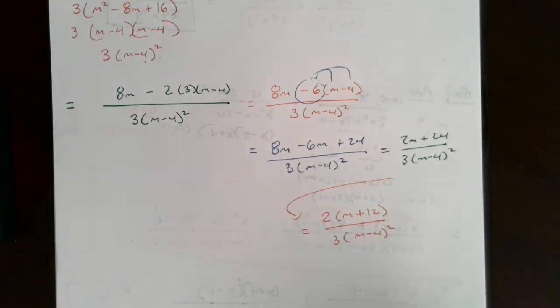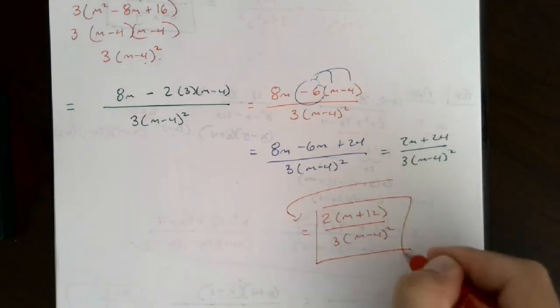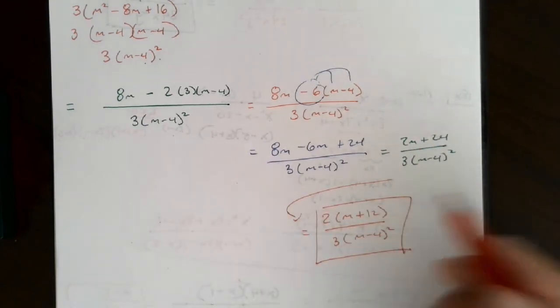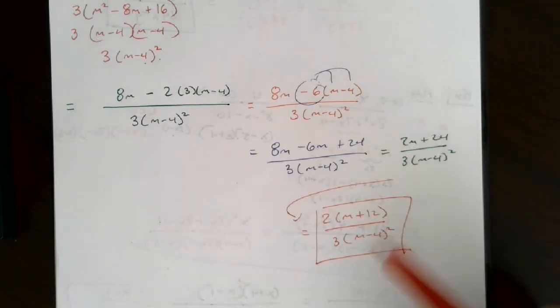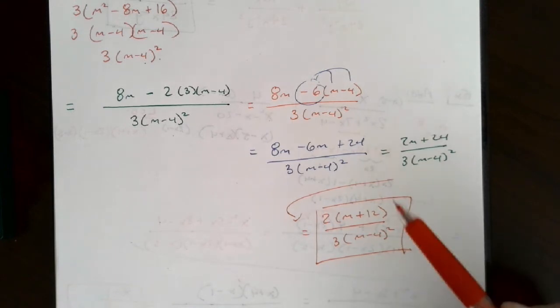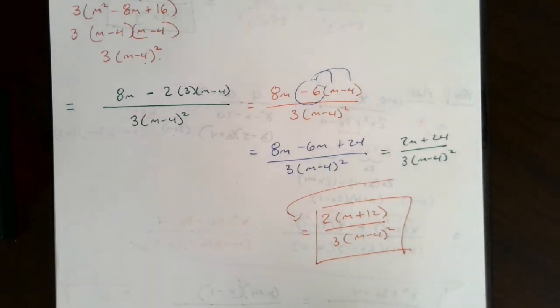And you have to ask yourself, does any of this cancel? And the answer is no. 2 and 3 don't share any common factors that can cancel out. M plus 12 and m minus 4 are different factors, so you actually have to leave it like this. You know, if you didn't factor out the 2 there and you left it, that's okay, because it didn't simplify at all. But if it did simplify, you would need to have it there.